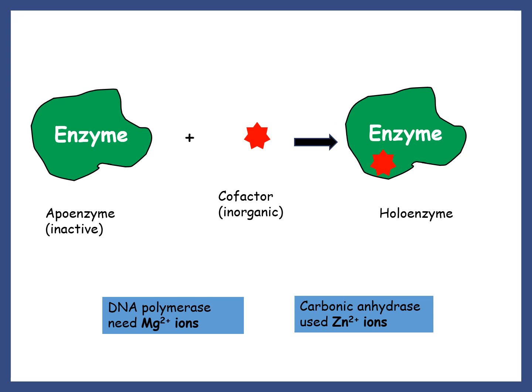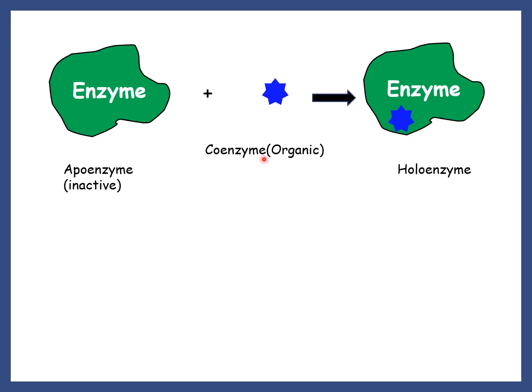Okay. Some of the components which an enzyme needs are organic in nature. These cofactors are called coenzymes, and the same goes here. The enzymes which have organic cofactors or coenzymes, without the cofactor they would be in their inactive form, which is called the apoenzyme, and with the cofactor they form a complex which is called the holoenzyme, and the holoenzyme is the active form of the enzyme.